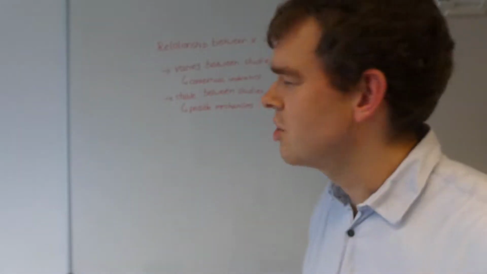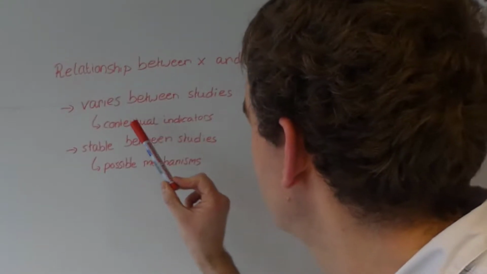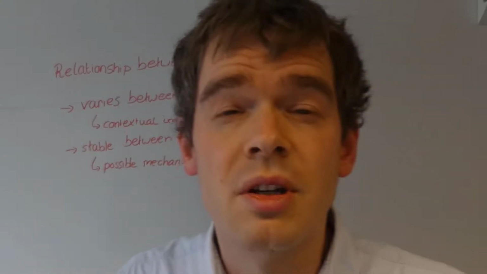You look into the literature and what you find is one of two situations, perhaps. The relationship between X and Y varies between studies. Some studies find a positive effect, others find a negative effect. In other settings, you may find that the relationship is fairly stable across studies, but we don't really know what explains the relationship. There are multiple explanations for the relationship available.